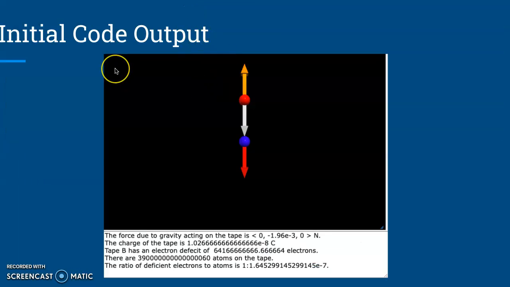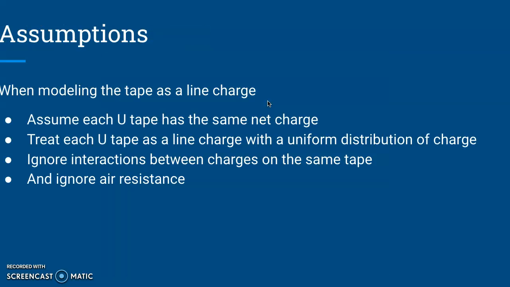Here was our initial code output that we got in Lab 1. As you can see here, the force of gravity and the force of the electric field cancel each other out as the system is in equilibrium, and we are able to derive the charge of the tape as well as the electron deficit and the ratio of deficient electrons to atoms. We expand on this code in Lab 2 and create a more accurate representation of our charge.